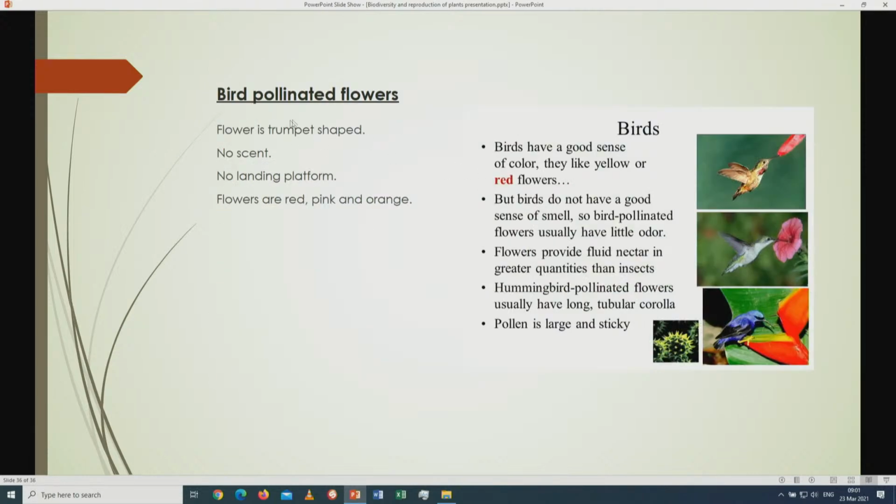Coming to the bird-pollinated flowers. The flower is trumpet-shaped. Flowers do not have scents. There is no landing place for a bird, as you can see. The flowers are red, pink, and orange in color.